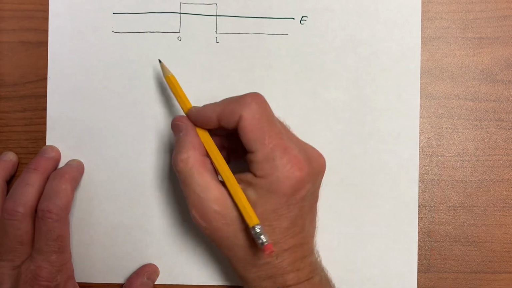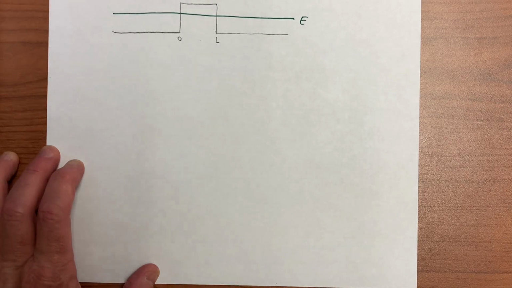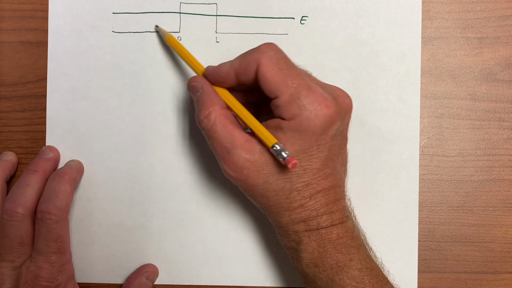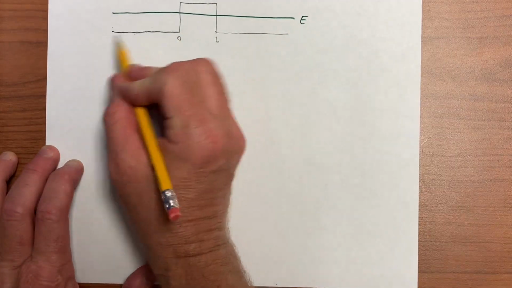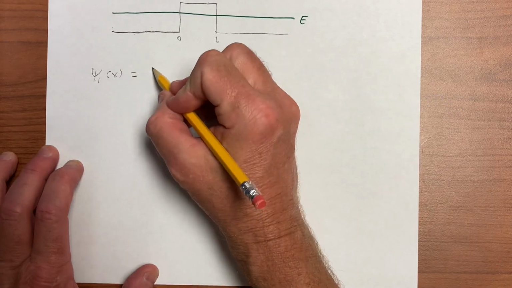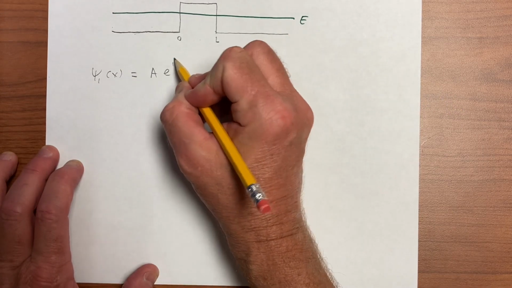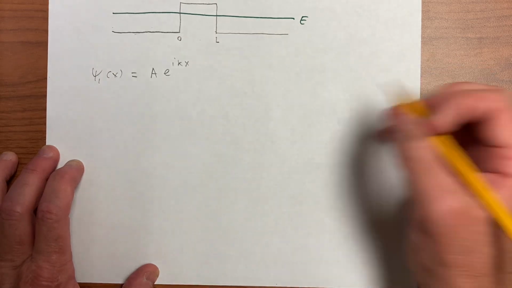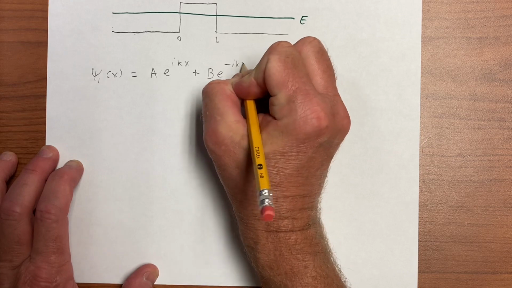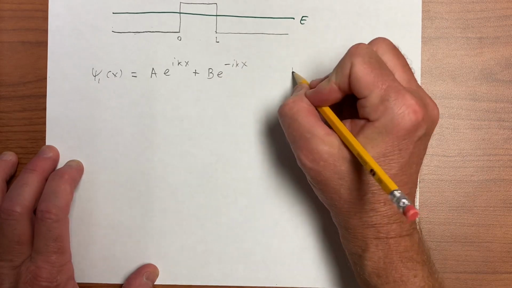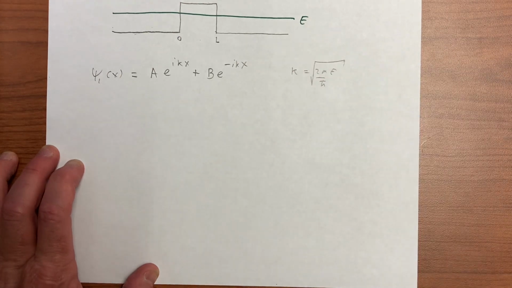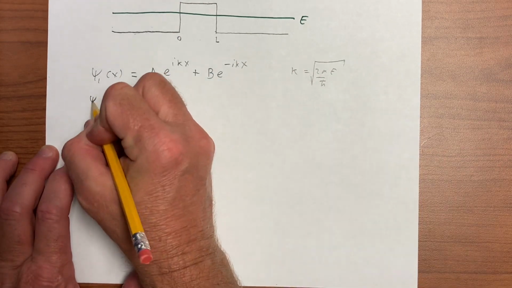In this case, in region 1, 2, and 3, the difference between energy and potential has a different sign here compared to here. So in region 1 we have A e^(ikx) plus B e^(-ikx), where k, there's no potential there, potential 0, so k just looks like that.